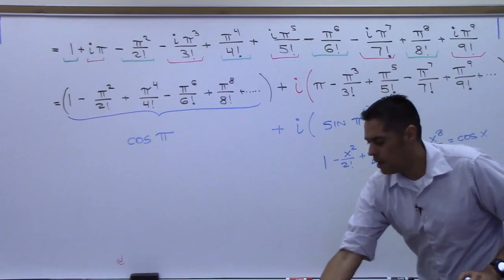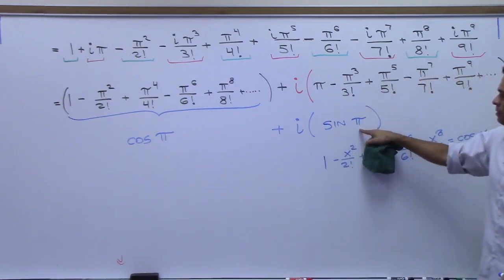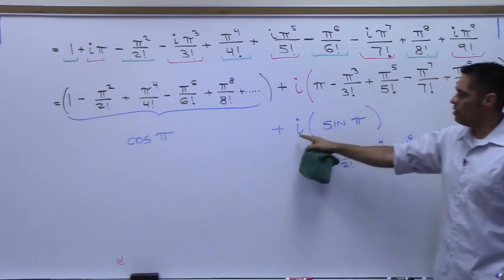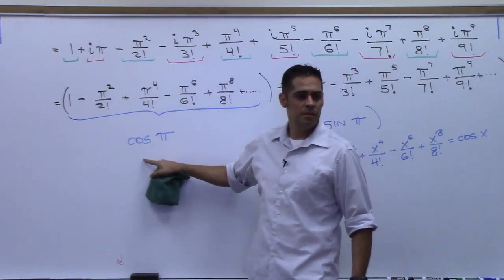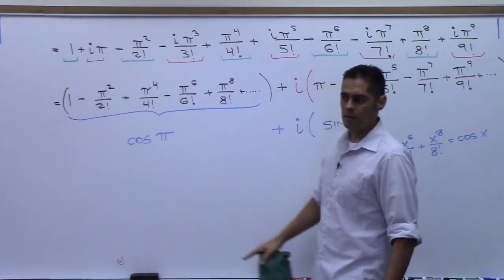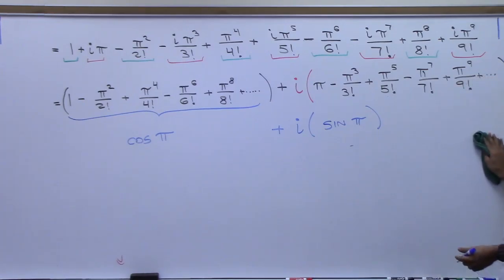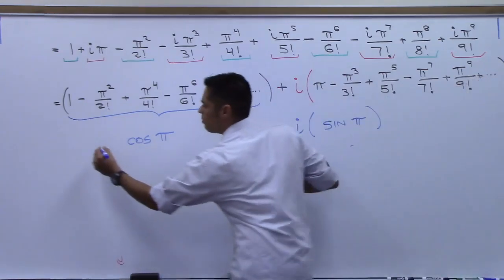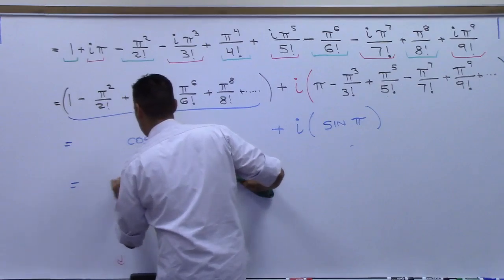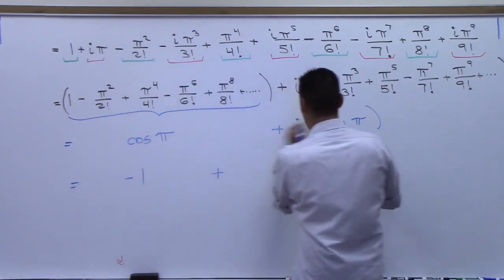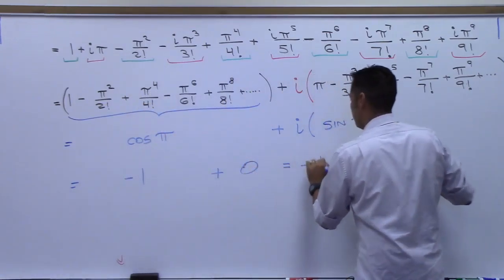And what is sine of pi? 0, so that's gone. What's cosine of pi? Negative 1. I'm done. Isn't that what I had to show you? Yeah, right? 1 plus 1 equals 0. This is equal to negative 1. Negative 1 plus, this is all 0, which is negative 1.